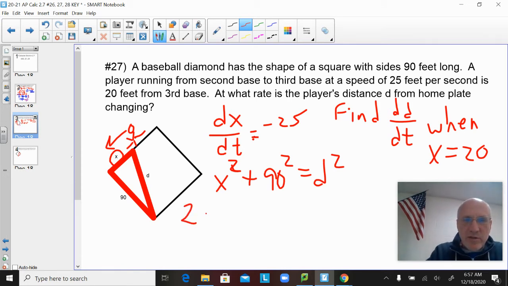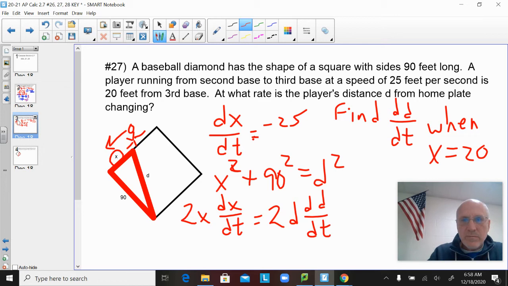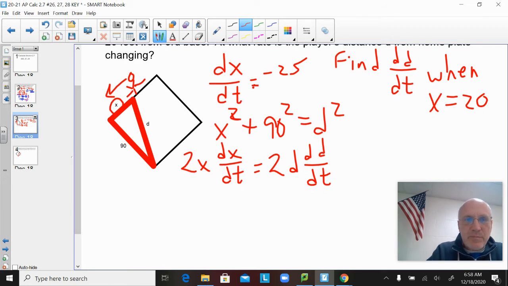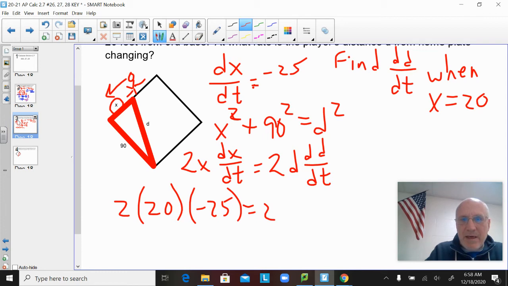So again, I get 2x dx/dt equals 2d dd/dt. I told you it was fun to say. Again, we have to worry about plugging in numbers here. So I have 2 times x, and this time it gave us x when x is 20. The dx/dt it gave us was negative 25. So we have numbers for that side. Now I need d.